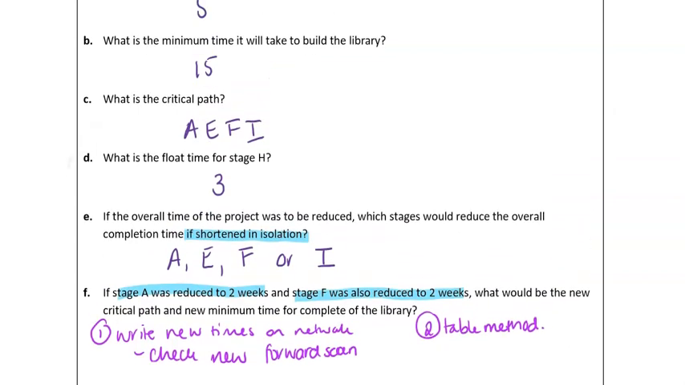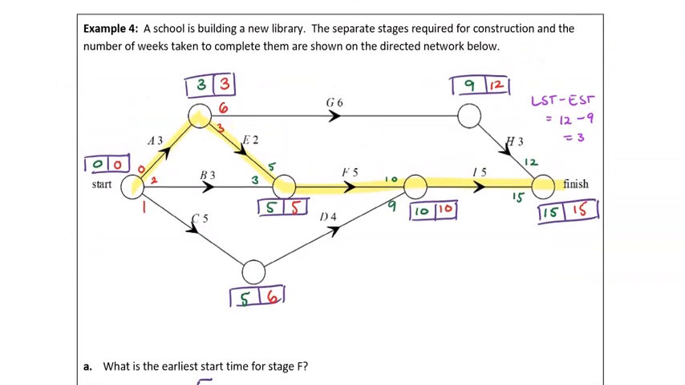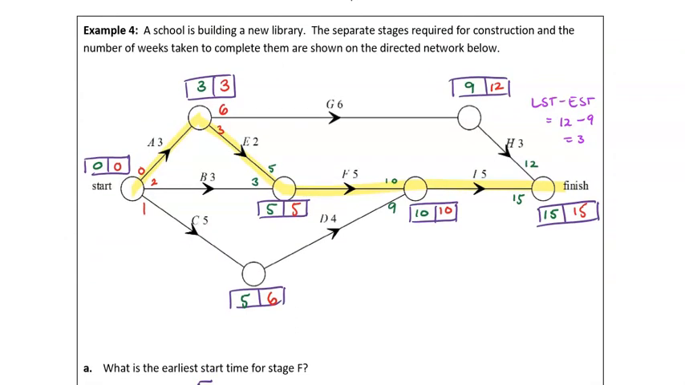So back on my network, activity A is now only going to take 1 week because I've reduced it by 2. And activity F is now only taking 3 because that, again, is reduced by 2. So it might help to just do a bit of a cleanup so that we can see what we're doing.